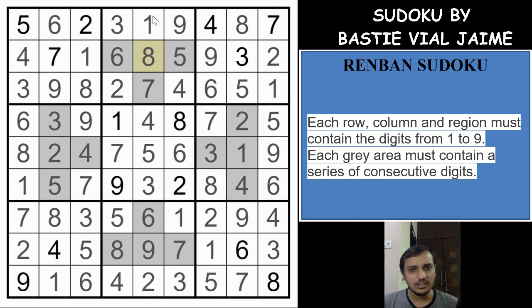And if you really love this puzzle, you can go to Bastian's blog. He has many such Sudokus and puzzles, amazing logic, amazing themes. Just look out for the blog.